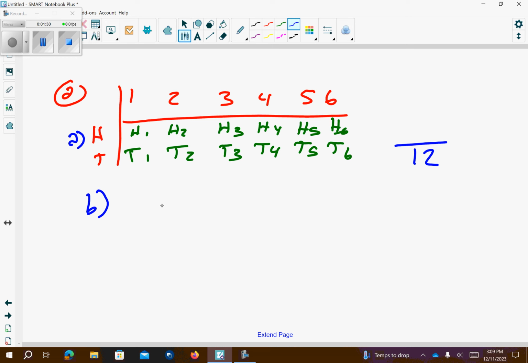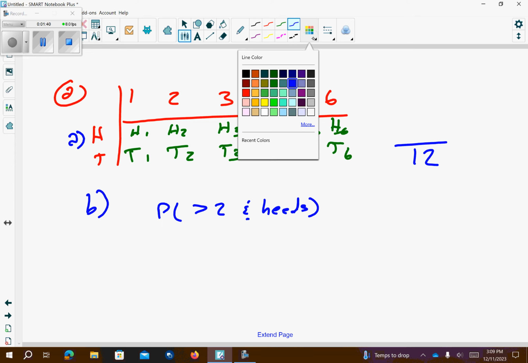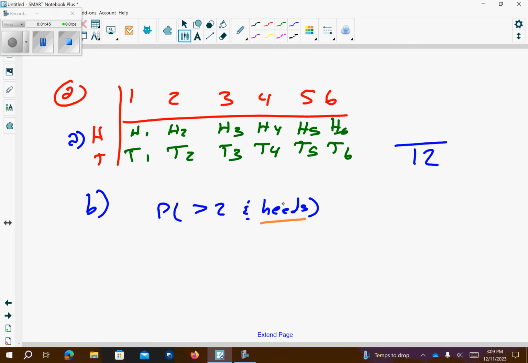B is probability of rolling greater than 2 and a heads. Okay, so you want both of these events to take place. So I'm going to do this in orange. I'm going to look at heads, and I want greater than 2, so it's these 4. So 4 out of the 12 events, reduced by 4, so you get probability 1/3.